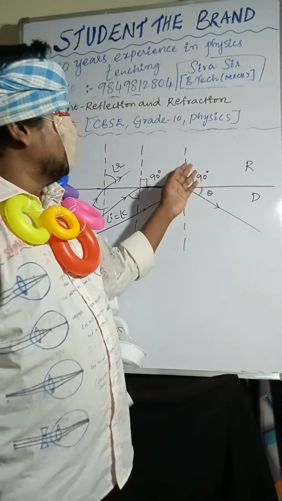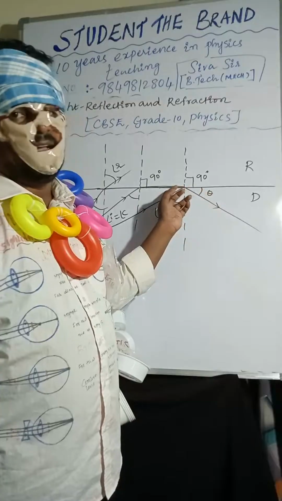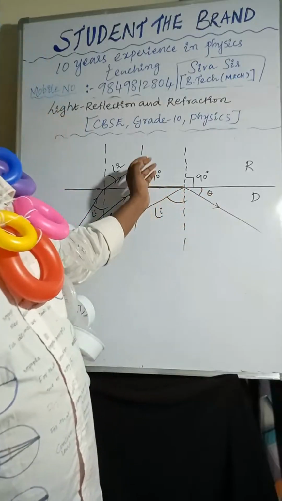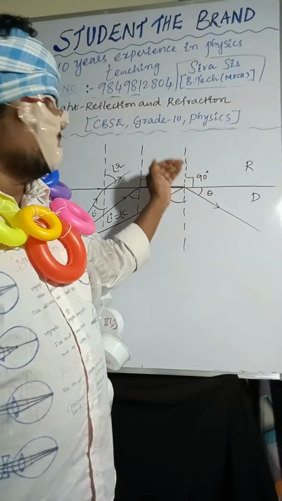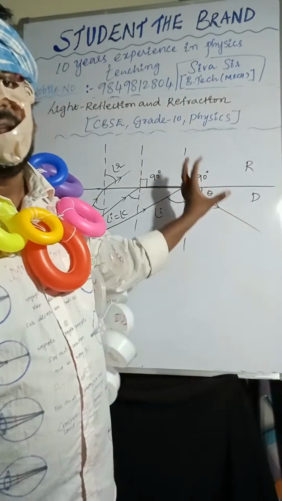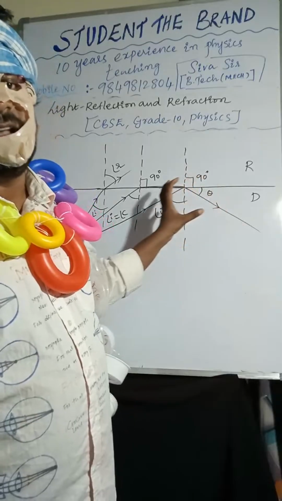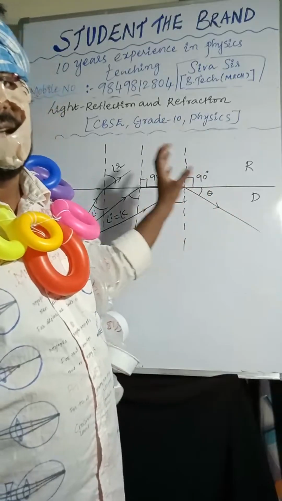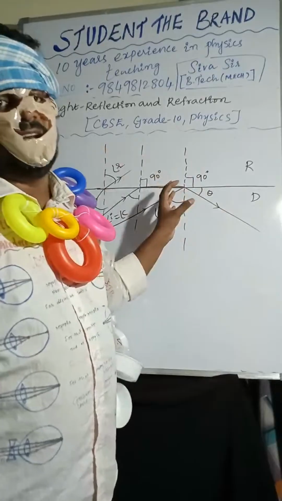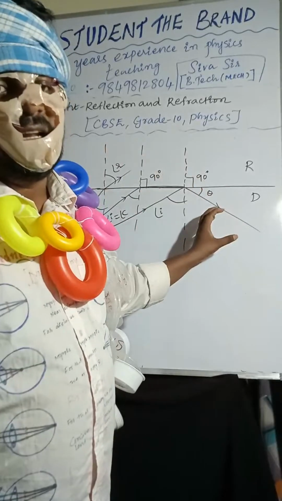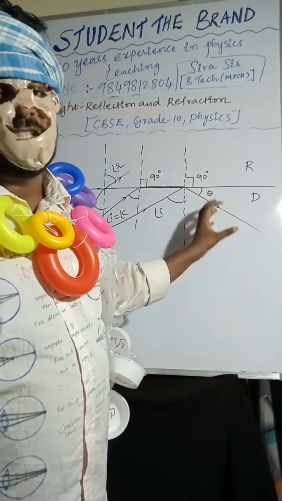So here, making more than 90 degrees, the refracted ray reflects back, or the light ray reflects back into the same medium. So that is called total internal reflection.